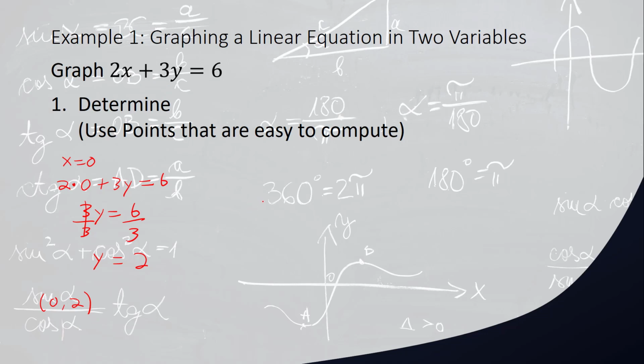We need to find another point. How about if we find that point by letting y equal to 0? Okay, in that case, we will have 2 times x plus 3 times 0 is equal to 6. Okay, well, 3 times 0 is 0. That's kind of convenient. That means that we're left with 2x is equal to 6. We can divide both sides by 2. And we have that x is equal to 3. So when y is 0, x is 3, and the associated ordered pair is going to be (3, 0). And now we can go and plot those values.